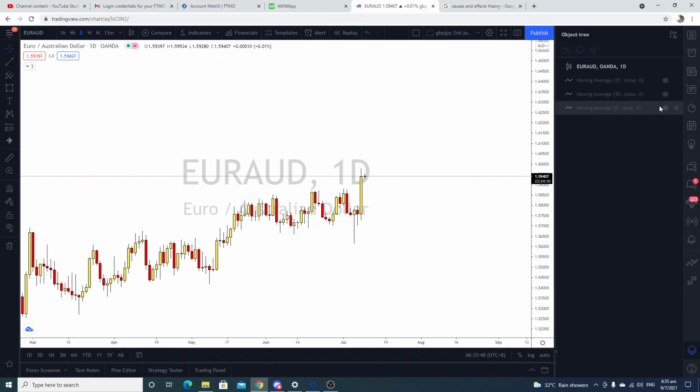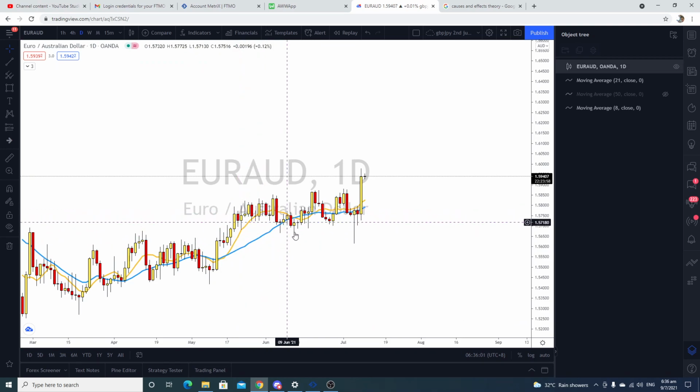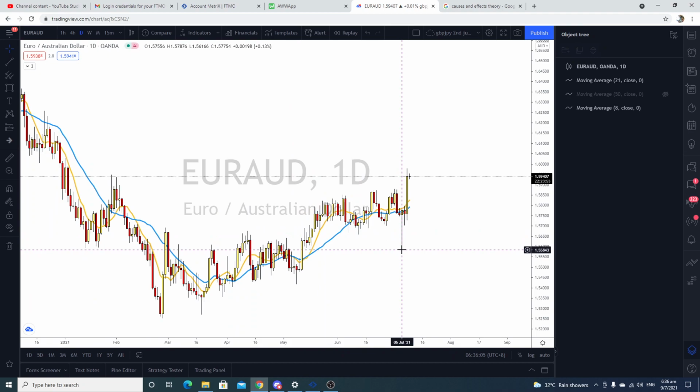If I'm going to put the 8, which is signified by this color, and the 21, most people will tell you, if price goes above this certain moving average, you buy. If price goes below moving average, you sell, and all that kind of stuff. But the thing is, what does that tell you about price action? Are you letting your indicators decide? Are the indicators smarter than you, or are you smarter than them?